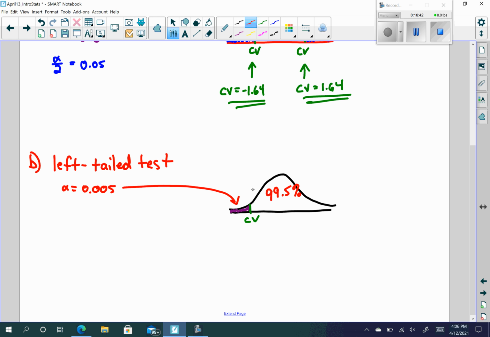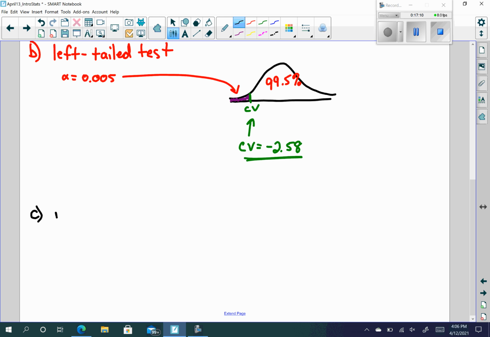And what's nice is because that's shaded to the left, we do the same thing. We go back to menu 553. The area we're typing in is 0.005. So our critical value here should equal, and it should be negative because we're to the left of the mean here. We should be getting a negative 2 point, looks like we're going to round up, negative 2.58.